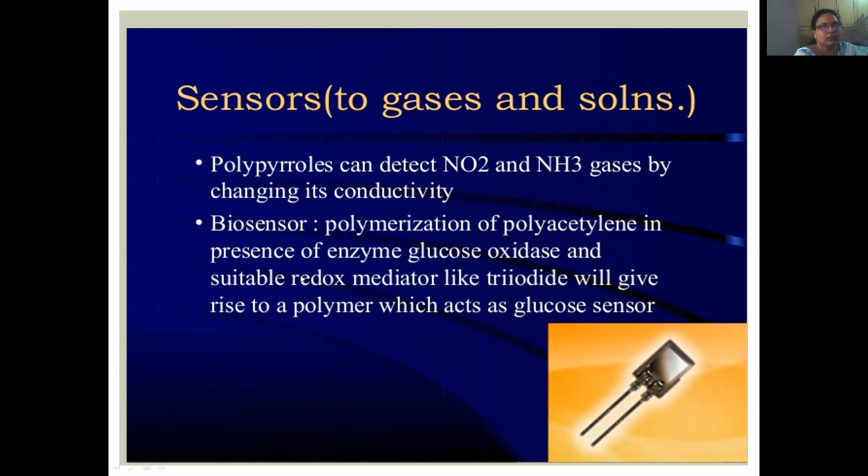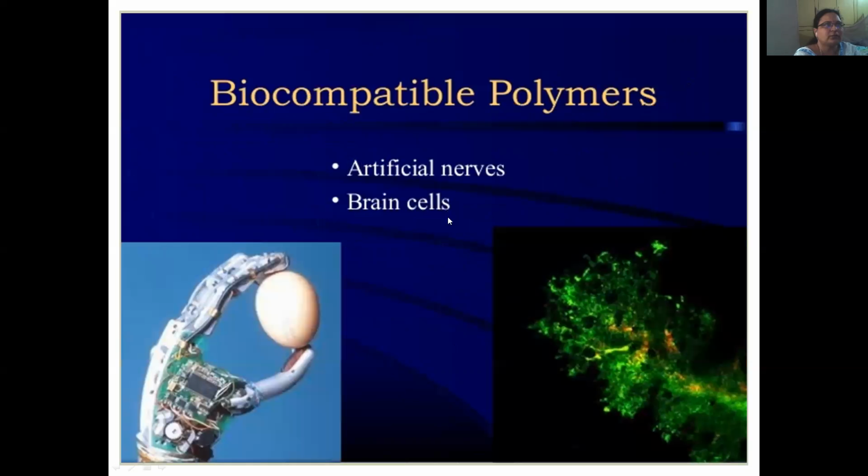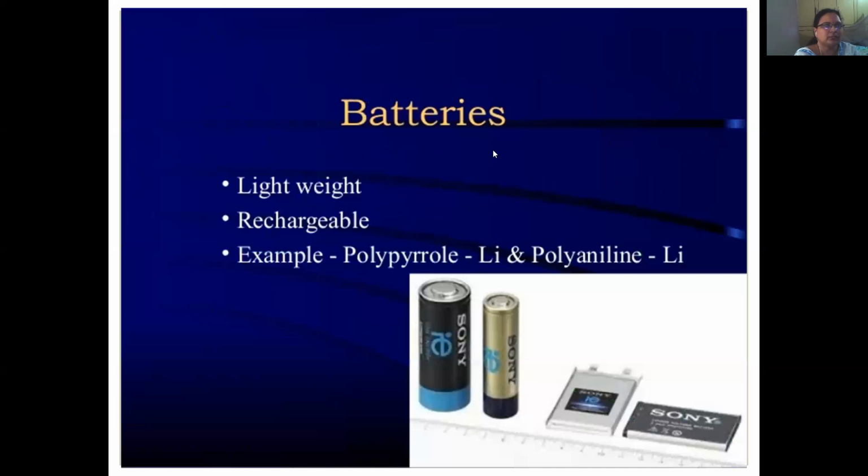Then biosensors, okay, they can be used for glucose sensors. Okay. And then we have biocompatible polymers, that is artificial nerves and brain cells can be used. Okay. Then batteries. So we have batteries made up of toxic metals and all. So if we use conducting polymers instead of those, then it will be lightweight, rechargeable and non-toxic. So for example, we use polypyrrole lithium and polyaniline lithium.